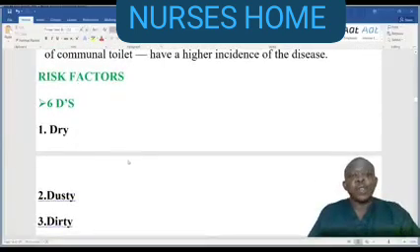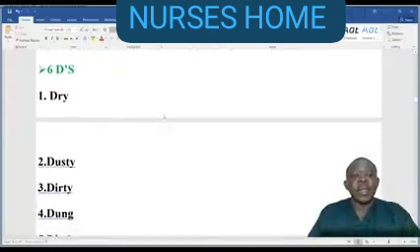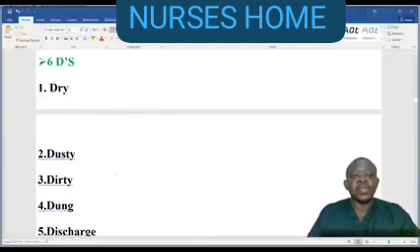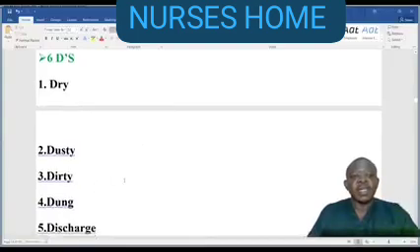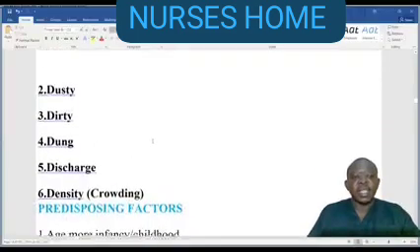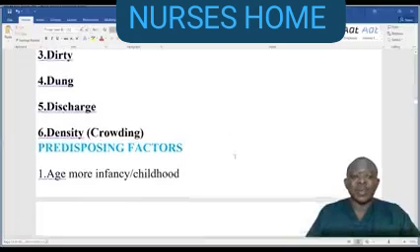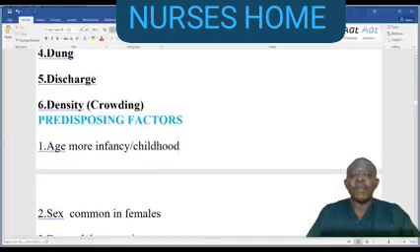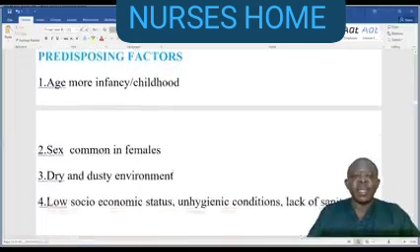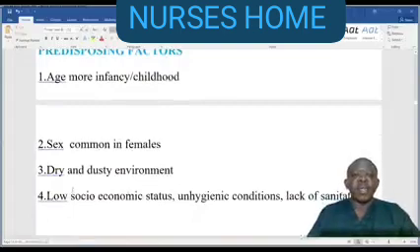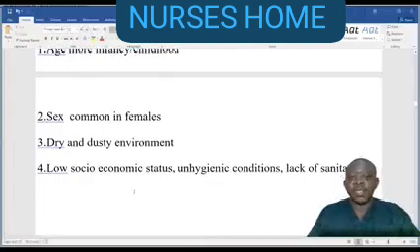To simplify the understanding of risk factors, we are going to call them the 6 Ds. That is, risk factors include dry, dusty, dirty, damp, discharge, and density. Okay, so these are the risk or predisposing factors. Predisposing factors like age, more infants or children, then sex, more common in females, then dry and dusty environment, then low socioeconomic status or unhygienic condition or lack of sanitation.